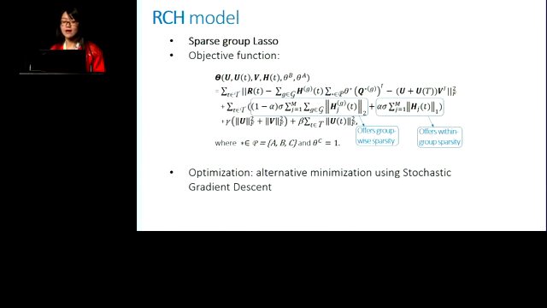Combining the regularity and conformity term, our objective function is like this. R, C, and H here represent the regularity, conformity, and heterogeneous terms. And this is the loss function of our model. And these are the regularization of our model. This part offers the group-wide sparsity, and this part offers the within-group sparsity. We achieve the optimization of our model by alternating minimization using stochastic gradient descent. For more details, please refer to our paper.